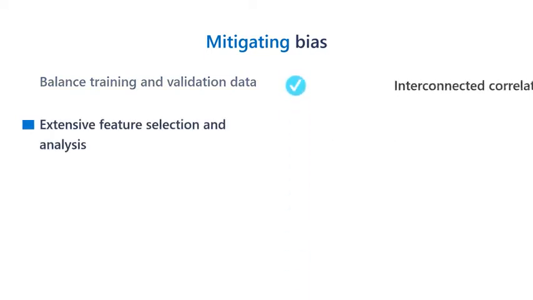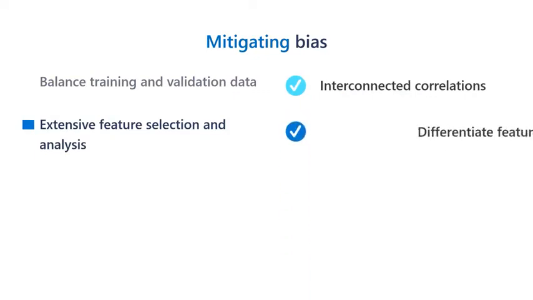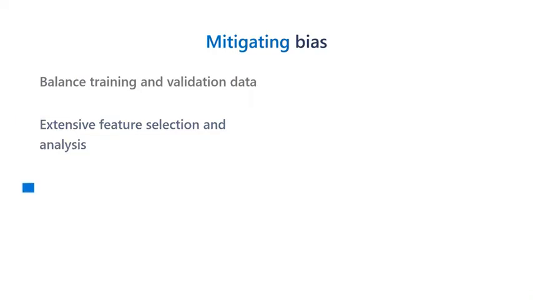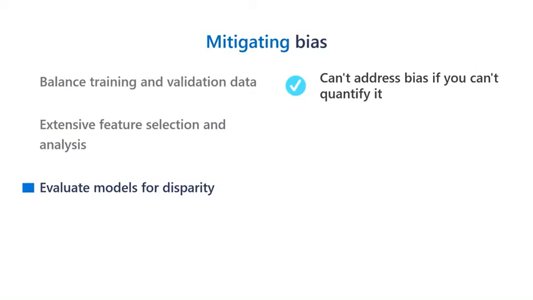Make sure you fully explore the interconnected correlations in your data to try to differentiate features that are directly predictive from features that encapsulate more complex, nuanced relationships. Evaluate models for disparity based on significant features. You can't easily address the bias in a model if you can't quantify it.